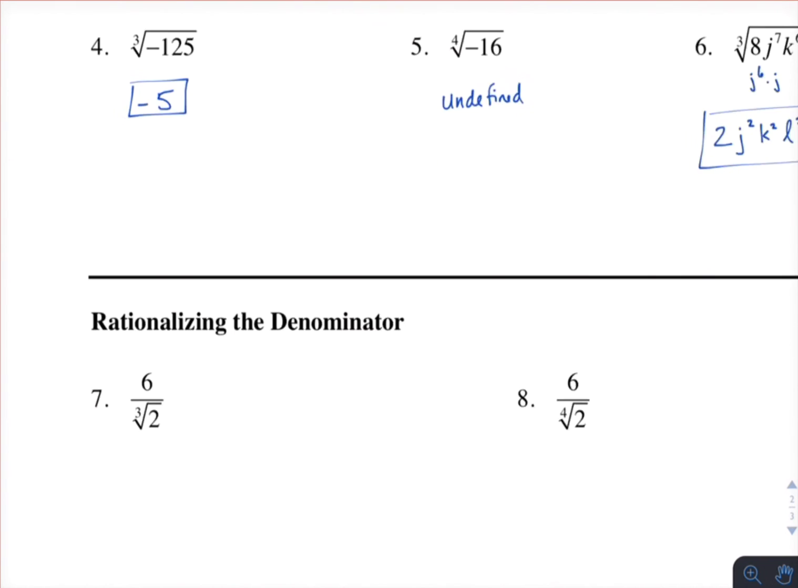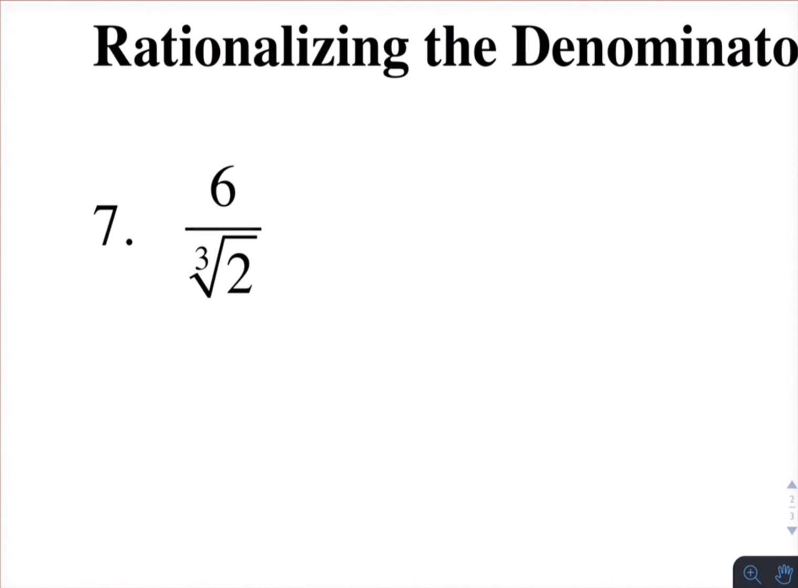Now for rationalizing the denominator, remember that we want to multiply top and bottom by the same thing to get rid of the root. Well, here we're going to multiply by the cube root of 4. And the way that I came about that is I have the cube root of 2. If I multiply by the cube root of 2, I end up with the cube root of 4, and that is not something I can take the cube root of.